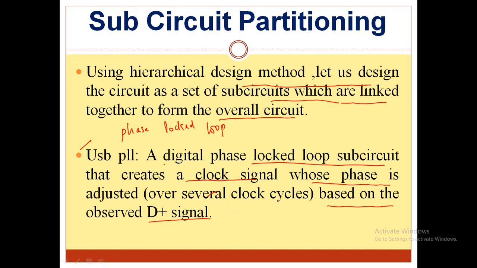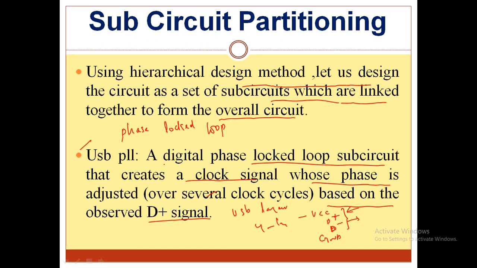Moreover, the USB consists of four lines, that is VCC, ground, D plus and D minus. D minus is the complement of D plus, so for that purpose we will consider only D plus as the important one. At the same time, in the next point, USB PLL means simply that the PLL circuit is used to generate the clock signal, and that clock is adjusted based on the D plus signal.